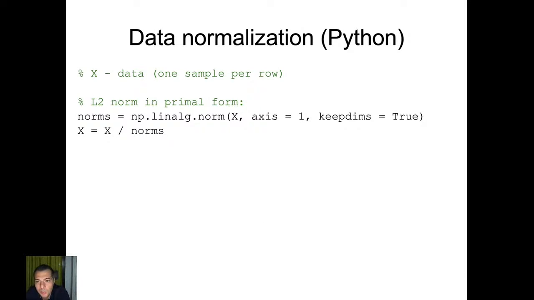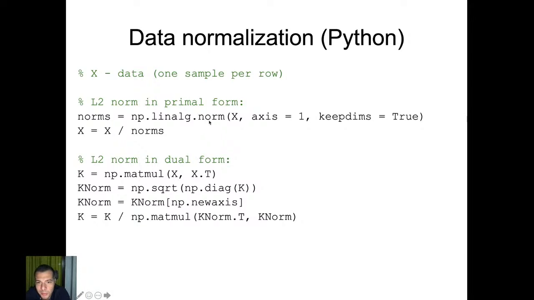So in Python, we can do data normalization, as I said before, in the primal form. We can do it using the linear algebra package. We compute the norm of the vector and then divide x with the norms. So this is done on the entire dataset X. Of course, you can also use the scikit-learn library, using the norm scaler and so on. And this is how you do it in the dual form.